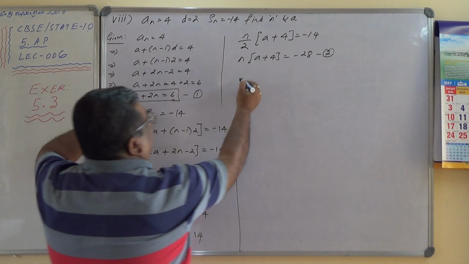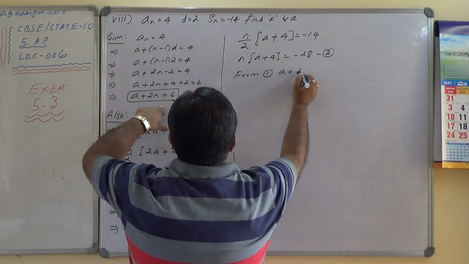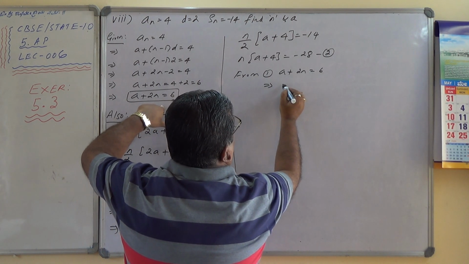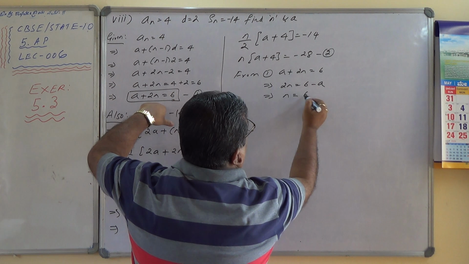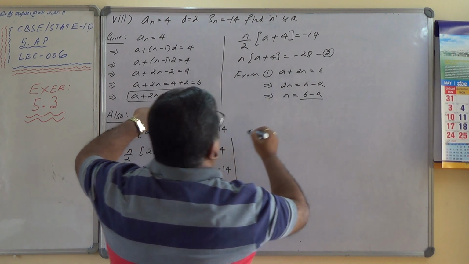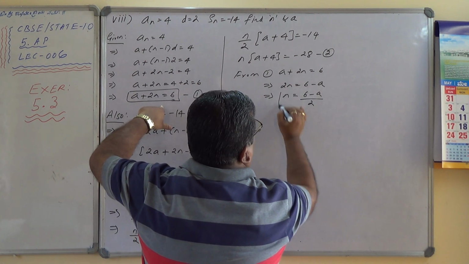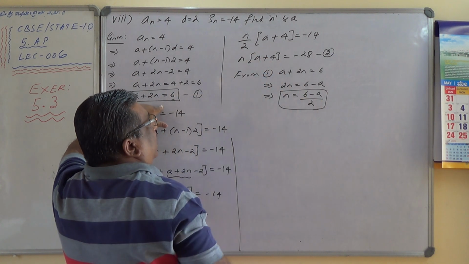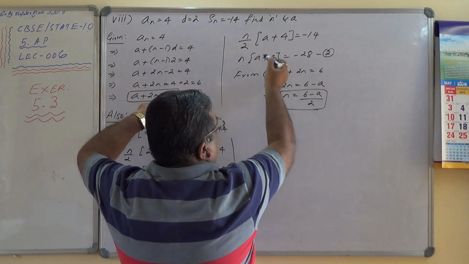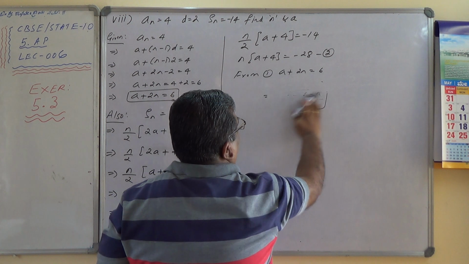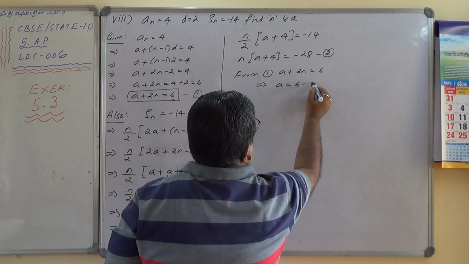Now from 1, a plus 2n equals 6 implies 2n equals 6 minus a implies n equals 6 minus a divided by 2. What we have to find out is both n and a. N equals 6 minus a divided by 2. Now this I am substituting here. You can substitute the value of a in terms of n also. 6 minus 2n you can substitute here. I think that makes it simple. Okay, that we will try to work out. Implies a equals 6 minus 2n.